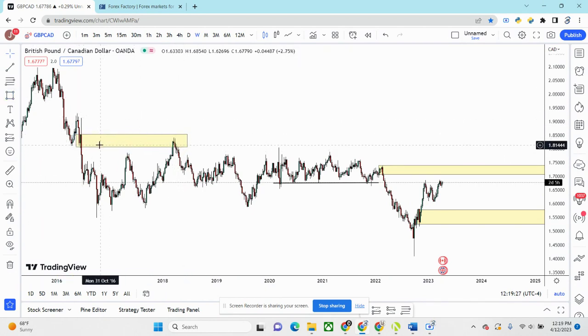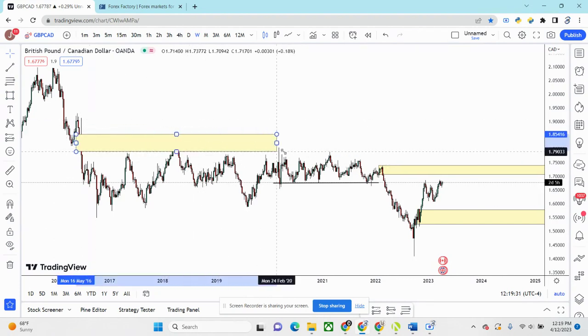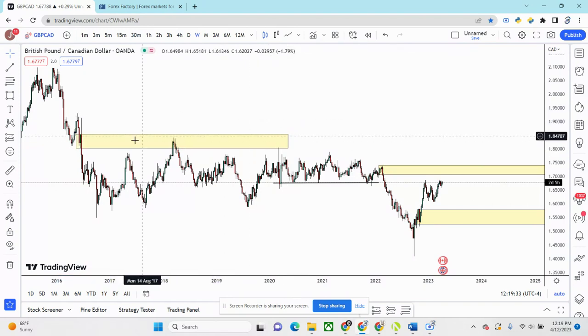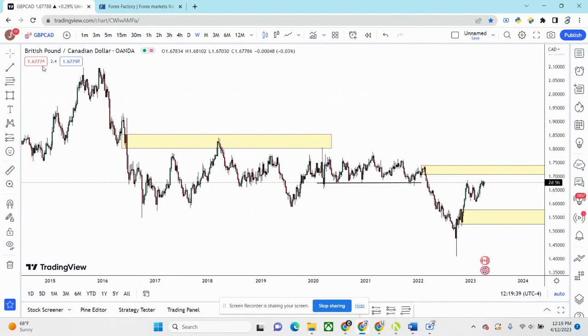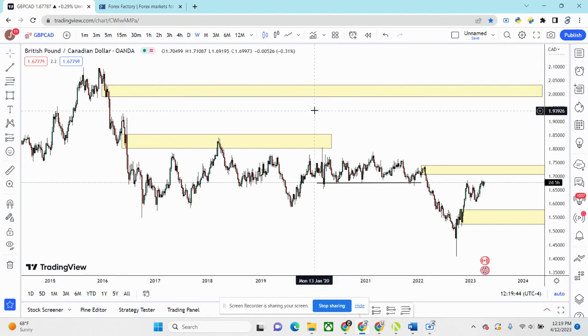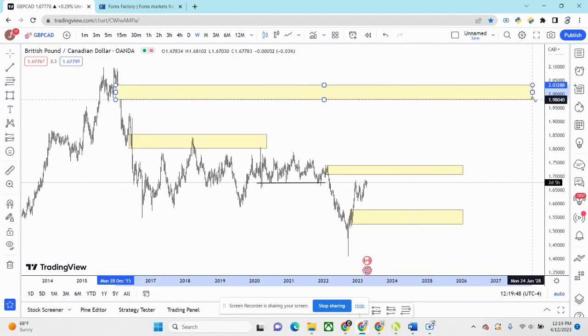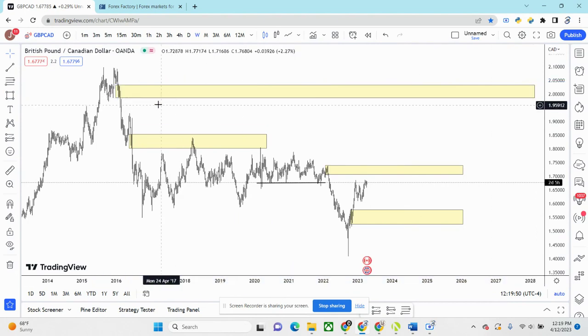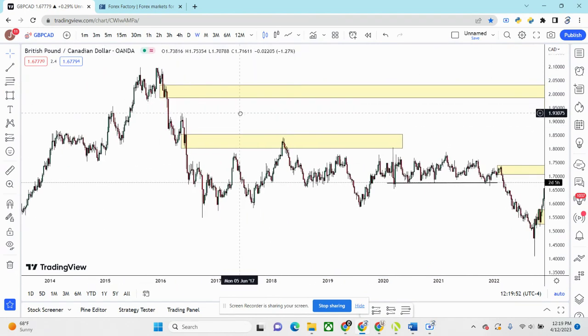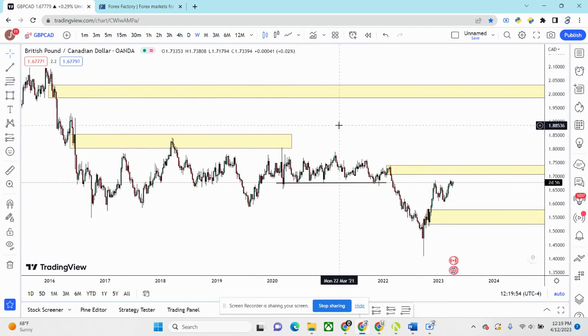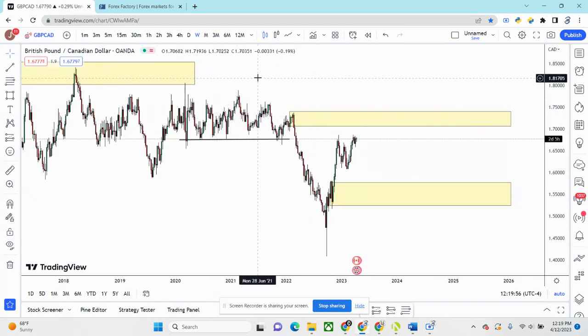This area looks mitigated already. It could possibly come up here again, but it looks like it's come close quite a few different times. Touch here, touch here. Possibly the next area of concern would probably be right here. Let's run this over a little bit. Let's make sure that's on there. And these are all weekly charts. Keep that in mind.